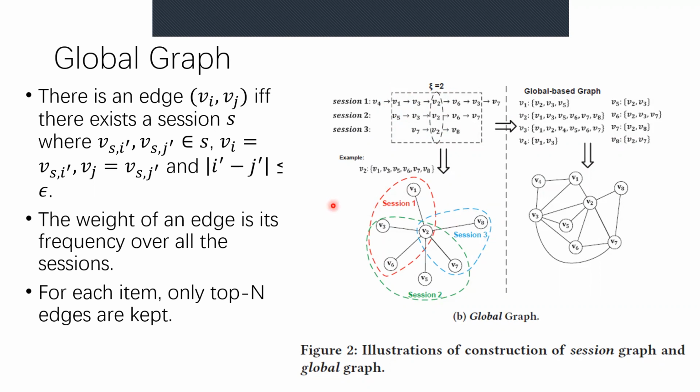So basically, the global graph captures if there's an edge in the global graph, it means Vi and Vj are likely to be clicked together. And the weight of an edge is its frequency over all the sessions. And to avoid the graph being too dense, for each item only the top n edges are kept.